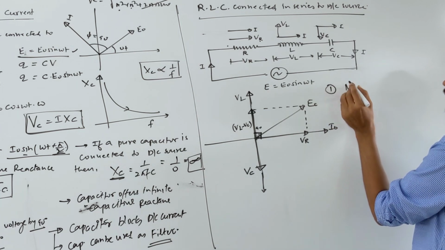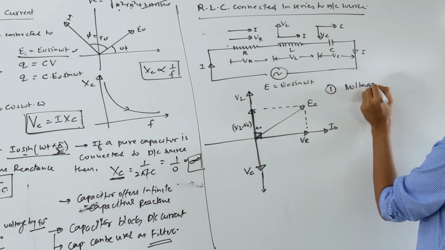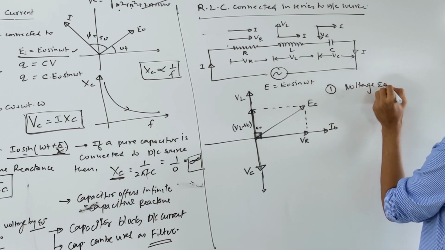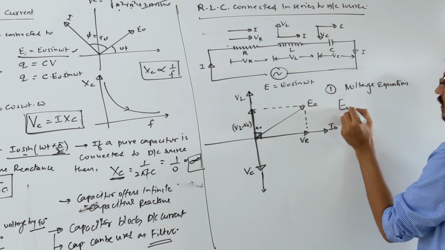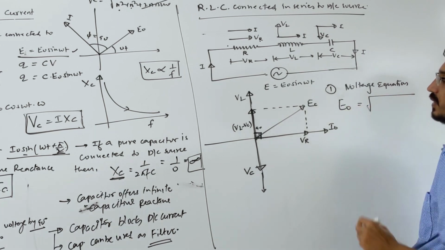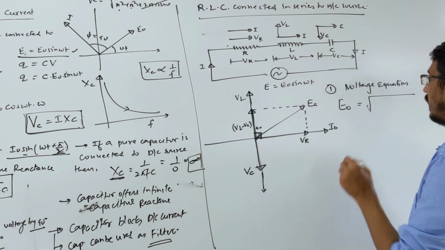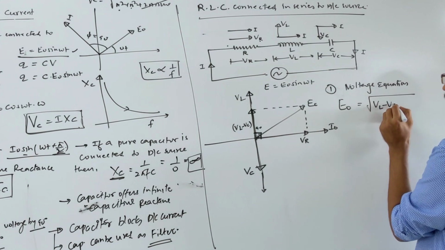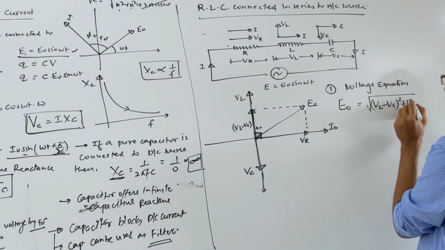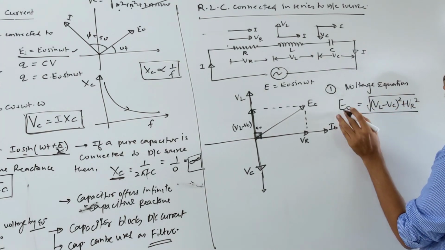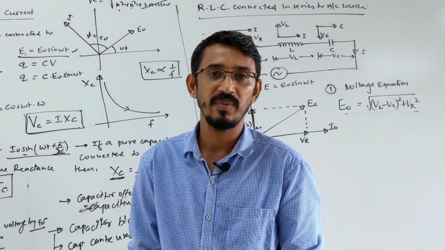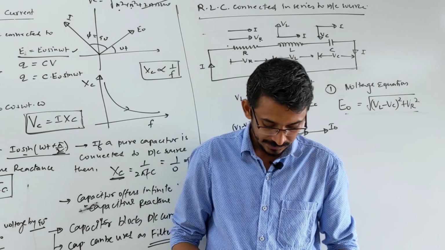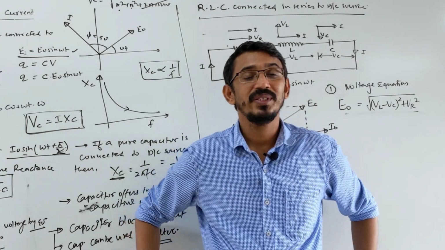So the voltage equation. What is the voltage equation here? How do you add voltages among these three elements in AC? E naught is simply equal to the root of this vector plus this vector, that is, VL minus VC whole square plus VR square. That's your net voltage drop in an AC circuit where R, L, C, all three elements are present, right?